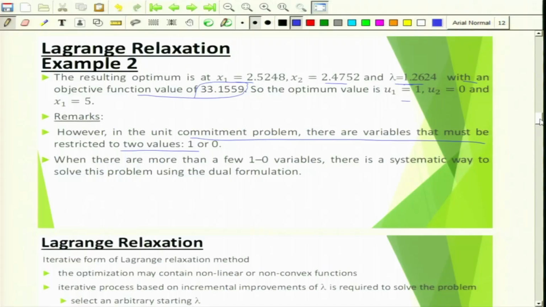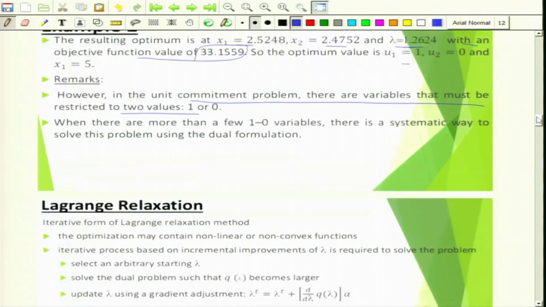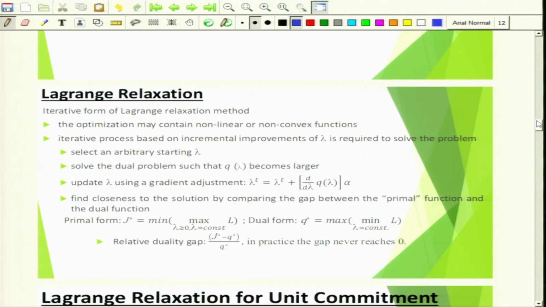But if there are hundreds and thousands of generators and they have their own startup time and the constraints are so many, then this is not so simple as we do it manually. You cannot check the combination 0 0 0 1 like this. How to solve this? Now we go for an iterative approach.